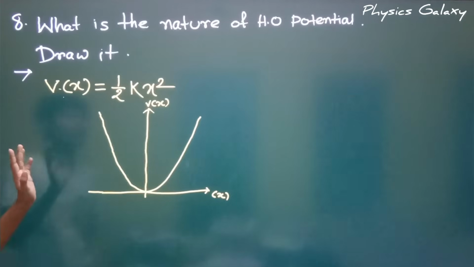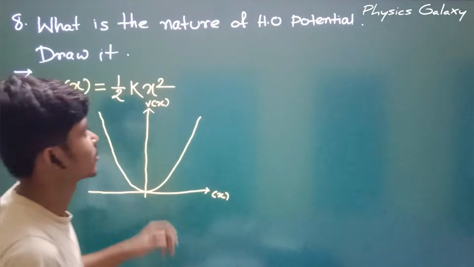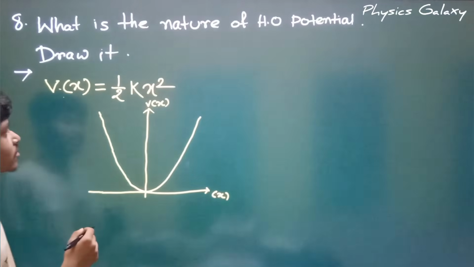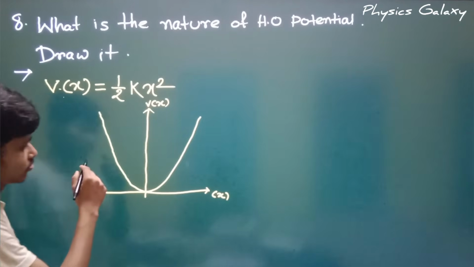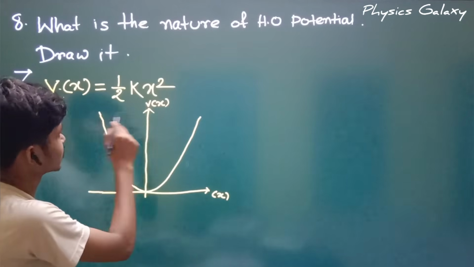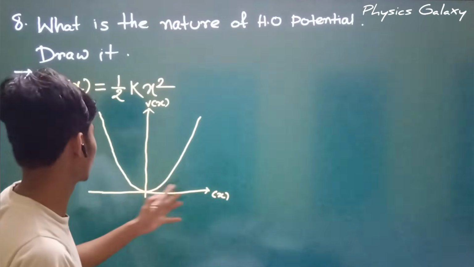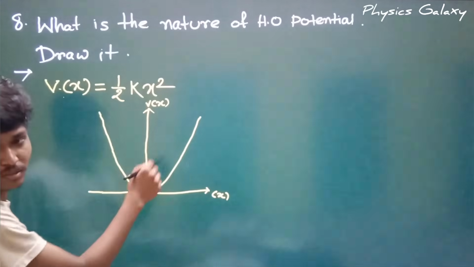Then they asked me what the form of the harmonic oscillator potential is. We know that V(x) equals half k x square. We know its graph is parabolic in nature. Then they asked me to draw it, and I just went through this and drew it.